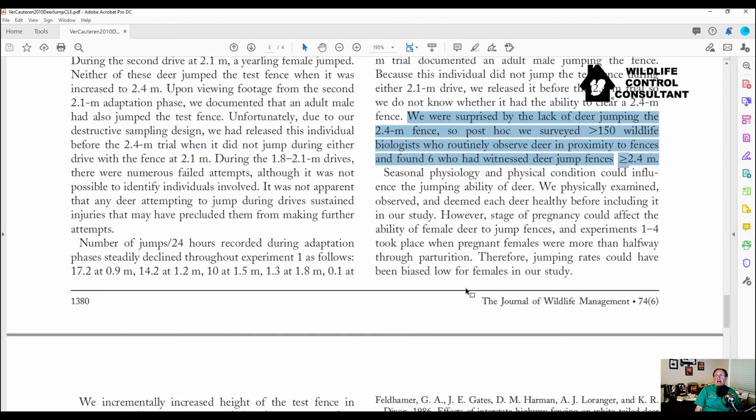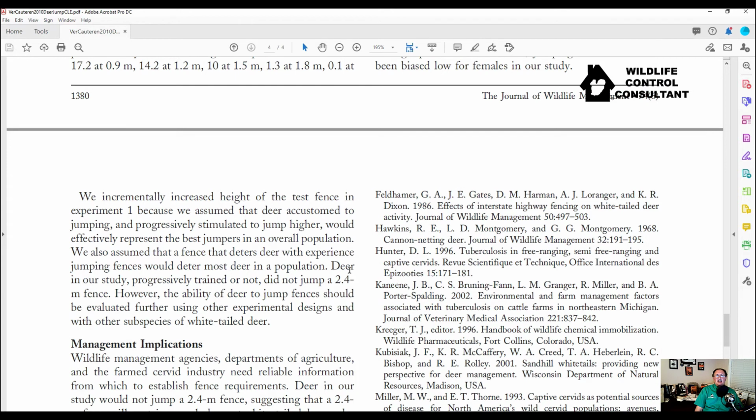Anyways, what this study does, it says, notice what it says here: "We incrementally increased the height of the test fence in experiment 1 because we assumed that deer accustomed to jumping and progressively stimulated to jump higher would effectively represent the best jumpers in the overall population." So they're giving you the rationale for why they did what they did in their experiment.